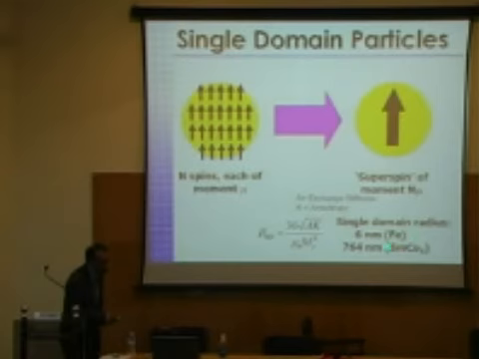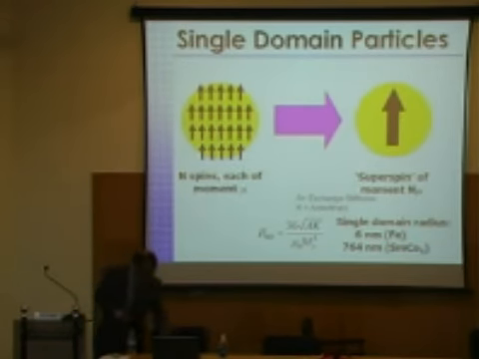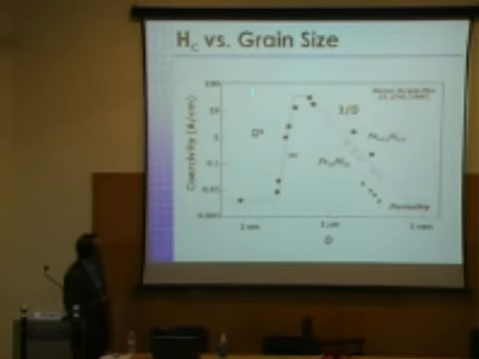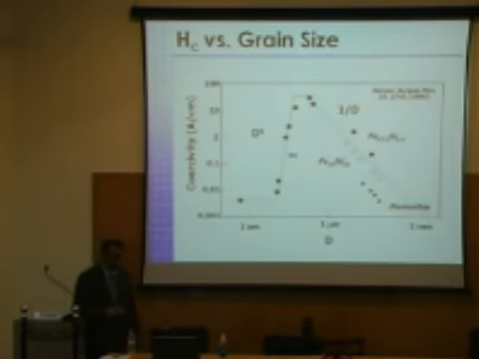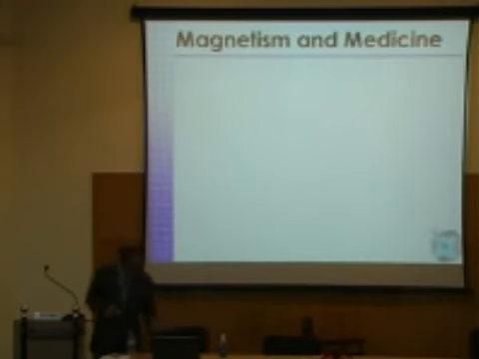For example, if you have iron, that radius is about 6 nanometers. If you have very strong SmCo5 permanent magnets, that radius is 764 nanometers. That is not the radius of the particles, it is the radius of the superparamagnetic domains. By changing the radius of the particles, you can also change the coercivity of the magnetic fields. That graph was worked out about 10 years ago, where you can change the particle size, and with that, the coercivity also changes.